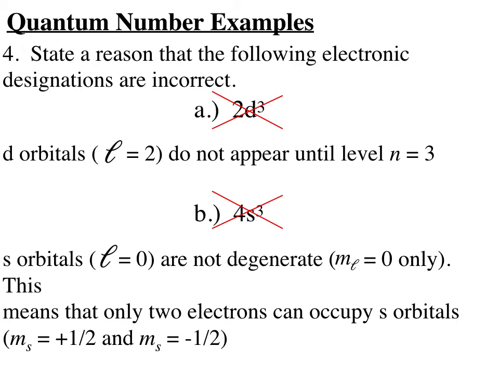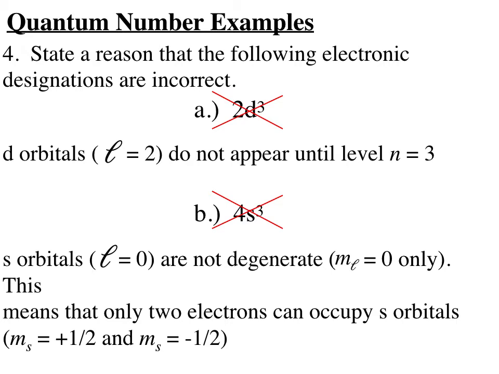In case 4b, we see that we have the designation 4s superscript 3. Well, let's first decide about the N and L values and if they're valid. N is 4, so we're on the 4th energy level. S corresponds to an L equals 0. And L equals 0 is allowed on energy level 4. As a matter of fact, you're allowed L equals 0, 1, 2, or 3 on energy level 4.